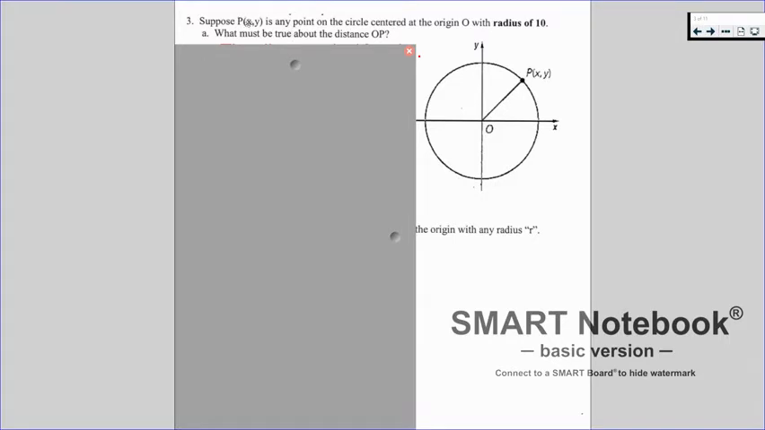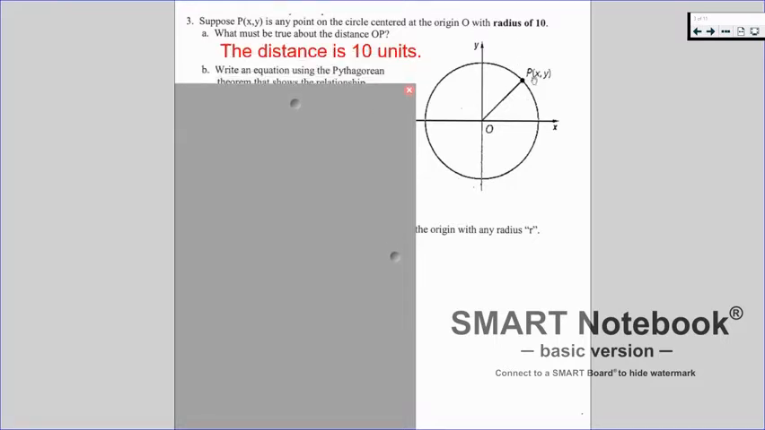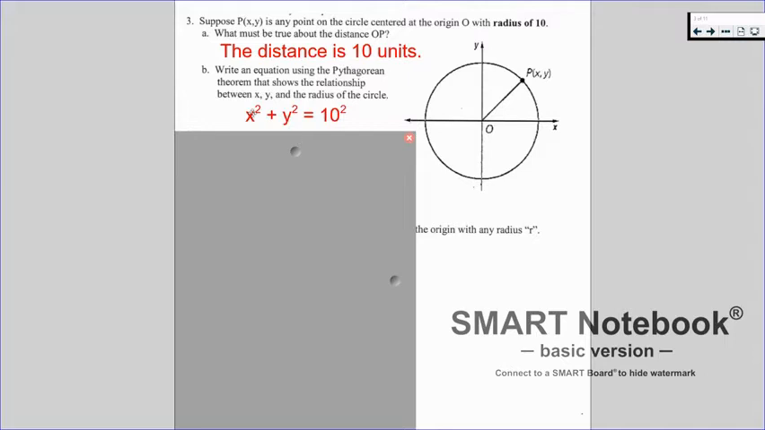Number 3, still have that center at the origin with radius of 10. Again, the distance of OP, so any point on there is going to have a distance of 10. Write an equation using the Pythagorean theorem that shows the relation between x, y. So now I'm going to make this general in the circle. So x squared plus y squared is going to equal 10 squared, because I can always make that right triangle as long as I'm centered there at the origin.